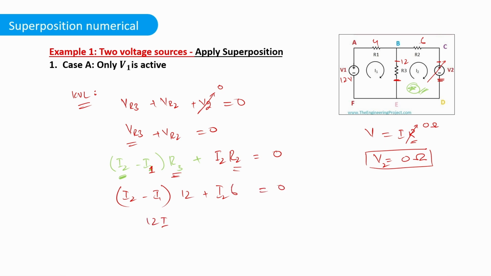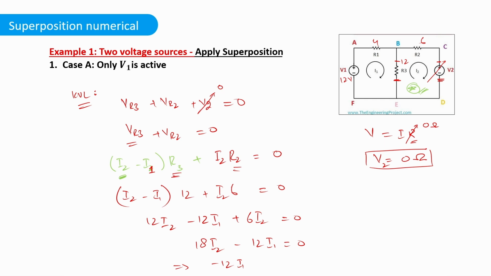This becomes 12 I2 minus 12 I1 plus 6 I2 equal to 0. Let me rewrite it clearly. So this becomes 18 I2 minus 12 I1 equal to 0. Or I can write it as minus 12 I1 plus 18 I2, to be consistent with the variable definition, because previously we had I1 written first.